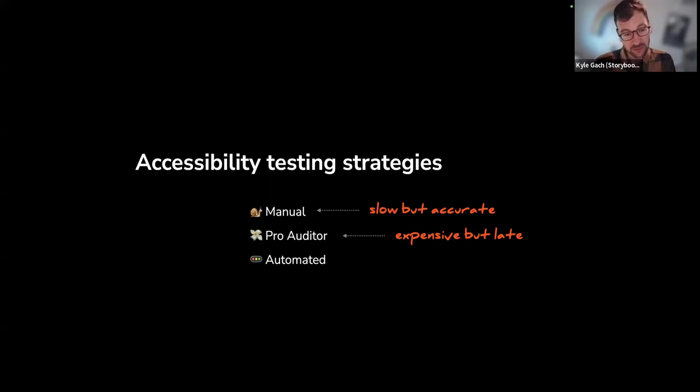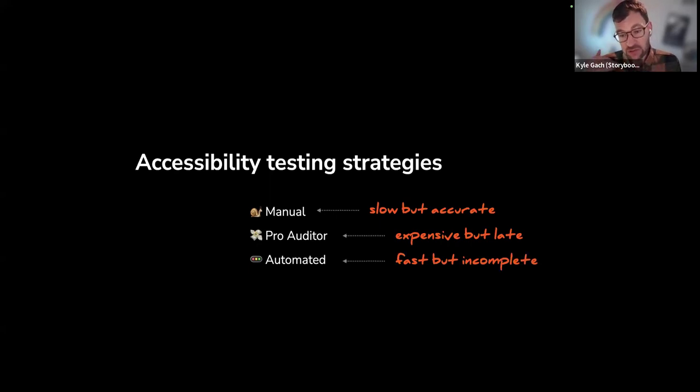And so, again, just like Marcy said, manual is necessary. Don't skip that. A pro auditor is necessary to prove your compliance. It's not the end of being accessible. There's always work to be done above that, but it is necessary. It's expensive and it's often late in the process. And so that brings us to our third accessibility testing strategy, which is automated.